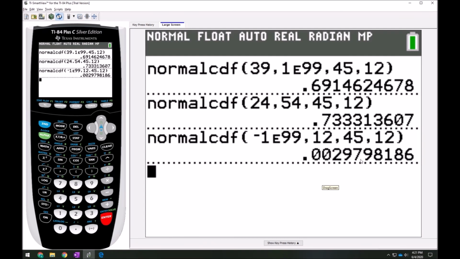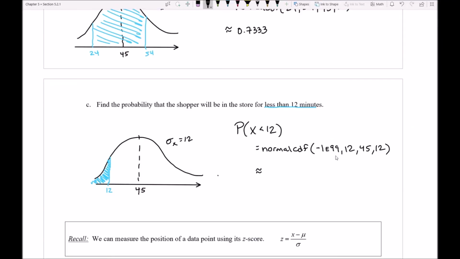0.00297. That 7 needs to round up, though. So the 7 rounds into the 9, but then the 9 kind of rounds up. You can kind of almost imagine that the 7 rounds into the 29. So if 29 goes up by 1, you just get 30. So this should be 0.0030. So I should end up with 0.0030.